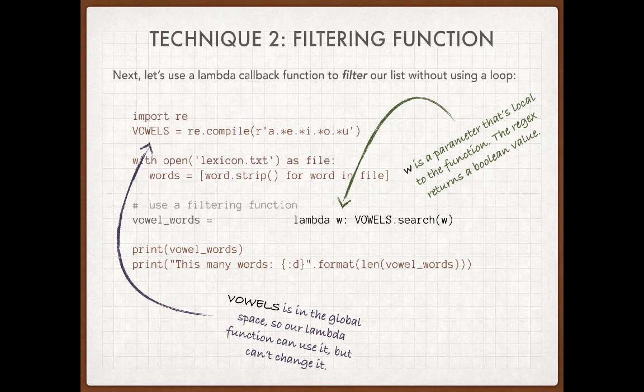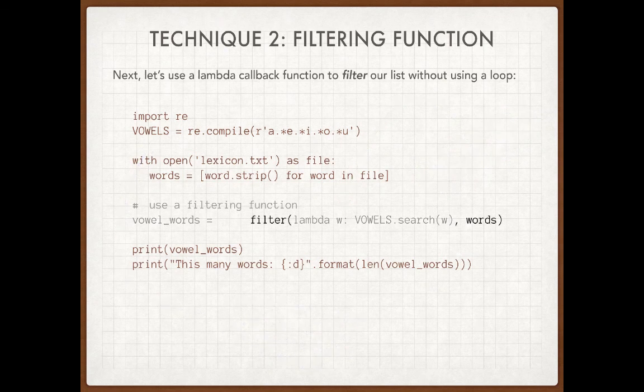So remember your function scoping rules. Because vowels is in the global space, our lambda function can use it, but technically couldn't change it. And that's okay. It doesn't particularly matter. Once we set that regular expression object, we just want it to stay the same. So then what I do is I send that lambda function to the filter function.